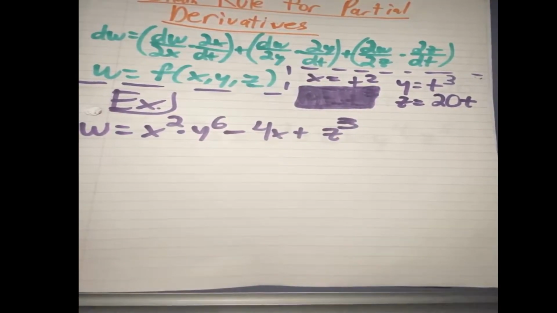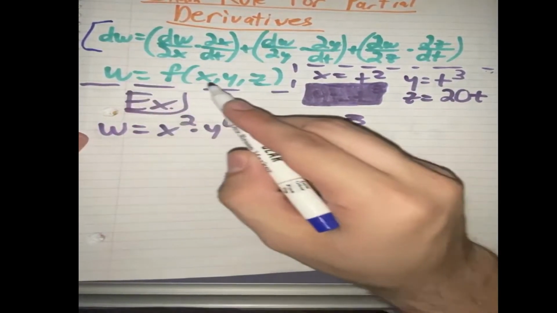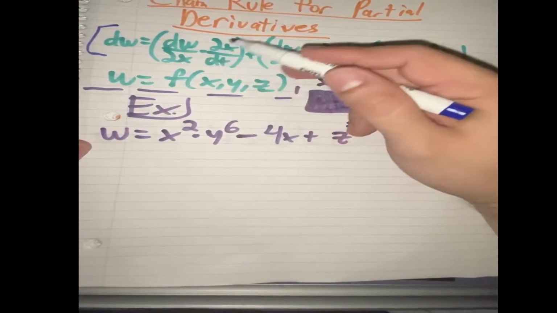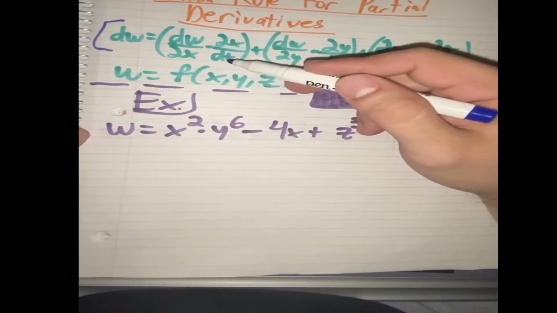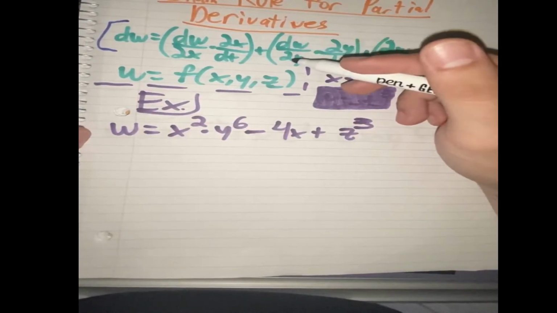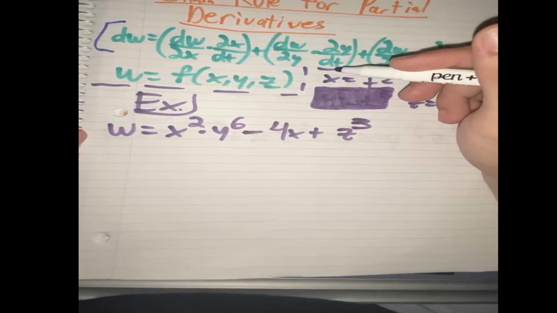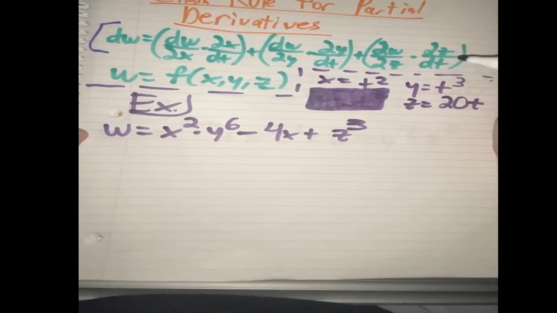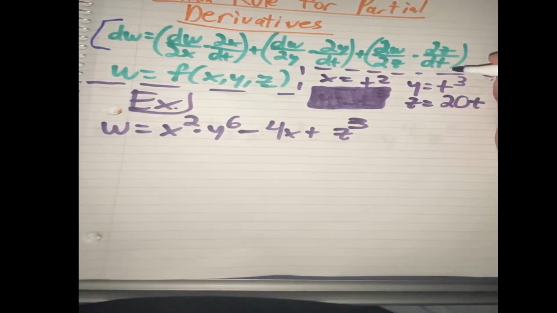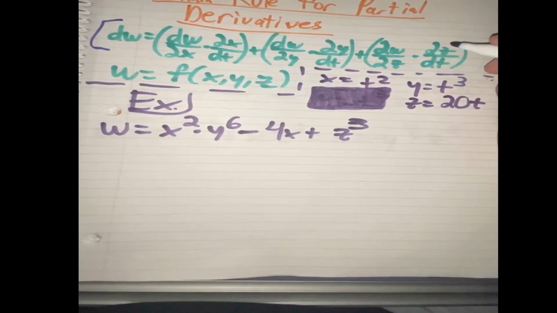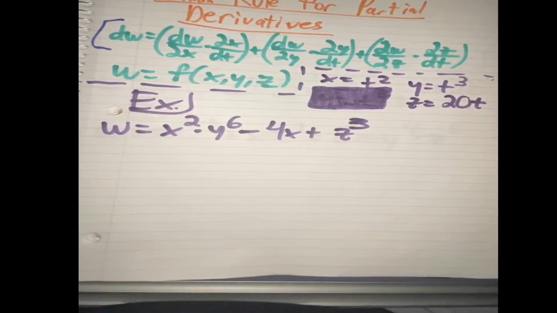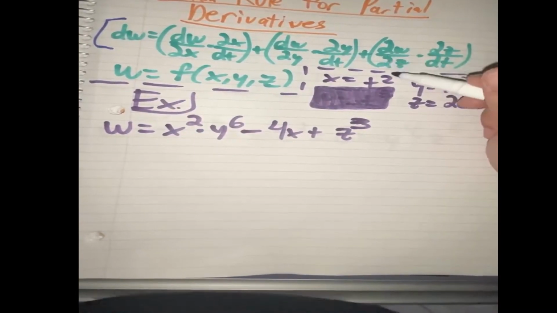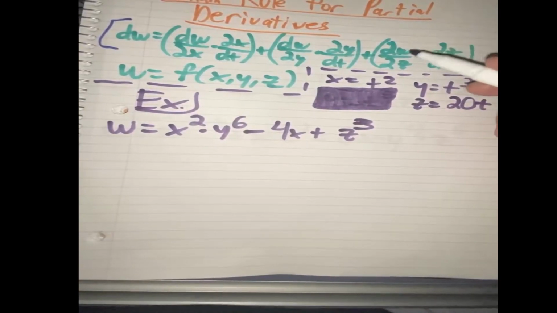Here we have a formula for the derivative of a function w, which is a function of x, y, and z. For this multivariable function, it will be the partial derivative of w with respect to x times the partial derivative of x with respect to t, plus the partial derivative of w with respect to y times the partial derivative of y with respect to t, plus the partial derivative of w with respect to z times the partial derivative of z with respect to t. When you see this notation that looks like a 2, it's saying partial derivative. D is for regular derivatives, but this little notation stands for partial derivative.